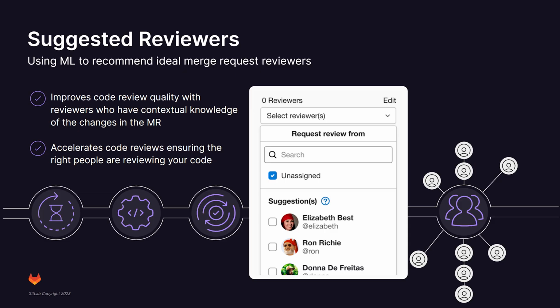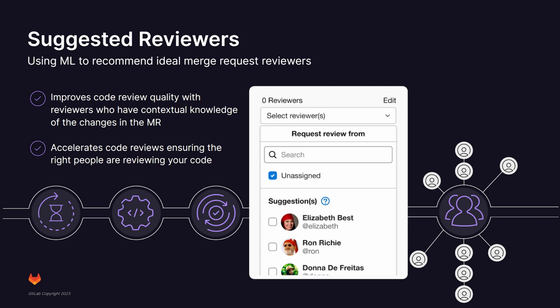Once a developer has finished writing code, they then push up that code to GitLab via a merge request, and it's time to get some reviewers. Suggested Reviewers helps customers have faster and higher quality code reviews by automatically finding the right people to review merge requests. This leverages a novel machine learning algorithm that analyzes the specific source code changes in a merge request and suggests code reviewers with contextual knowledge of those changes who are likely to be able to provide a code review.